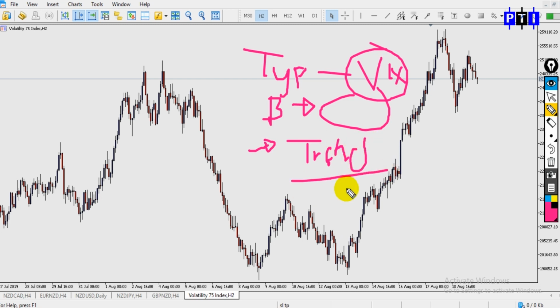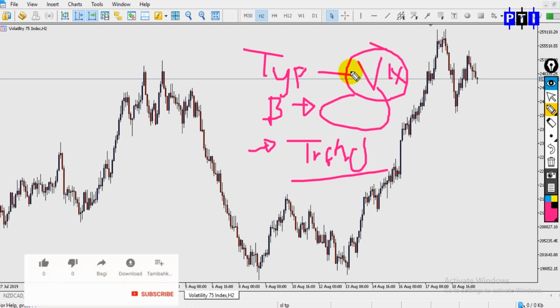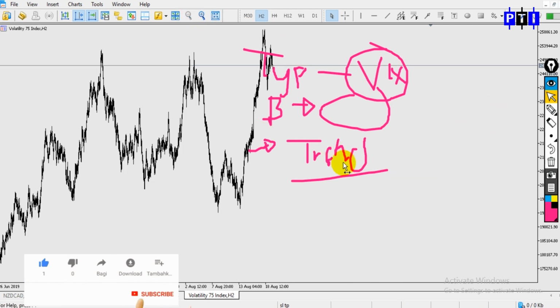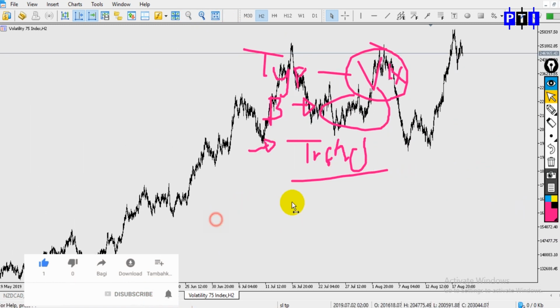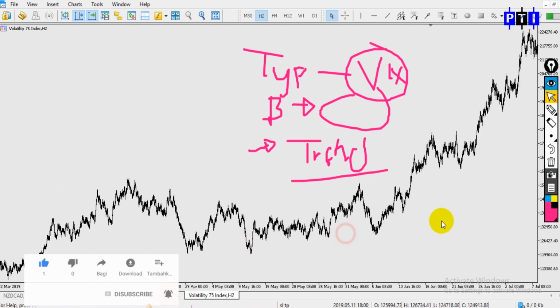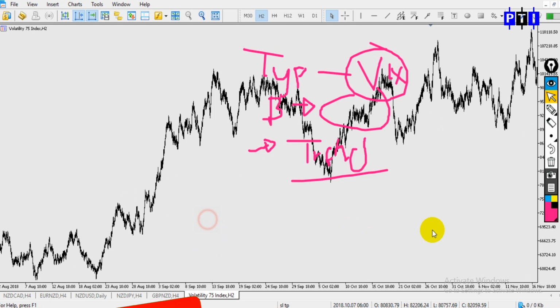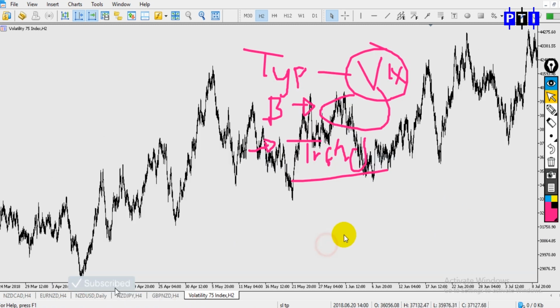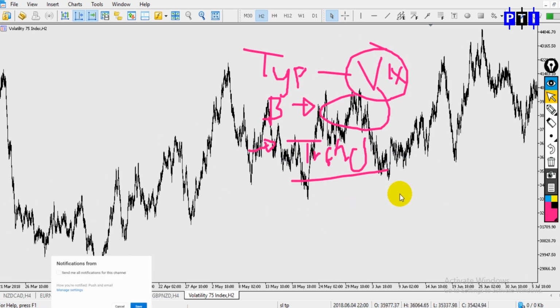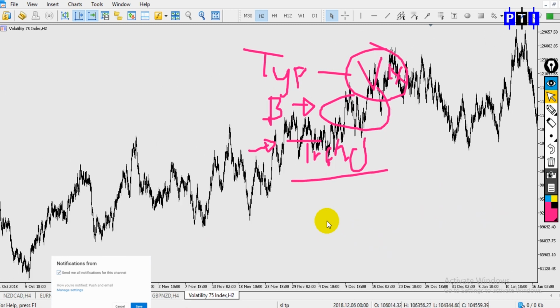Forgive me with my drawing tool. If you look at them carefully, you will notice that when they begin to trend, the trend can go on for a long period of time. For example, as you can see, this uptrend began a long time ago. Still the market is going up, still going up. So these are highly trending markets.